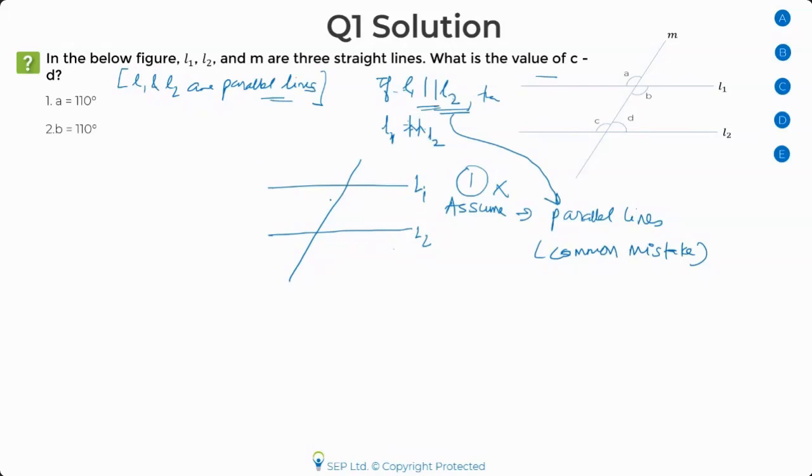Okay. Now, since I cannot assume, I'll go to the first statement. I need to find out the value of C minus D. Okay. I know that this is 110. So let me look at the first statement. A is 110. Now, important question. Now, I'm talking about some conceptual learning. Now, if this is 110, can I say that this is 110? Anyone? Let me bring up the yes and no poll. If A is 110, can I say B is also 110? Keep in mind, I don't know whether they are parallel or not. So can I say that angle B is 110?